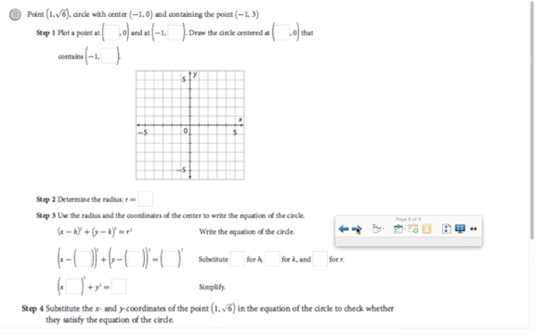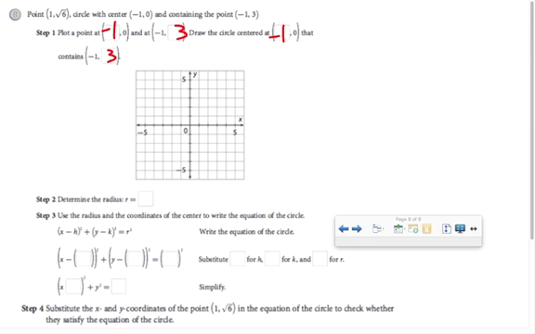Same kind of problem. I'm given a point, 1, square root of 6, and it has a center, negative 1, 0, and the circle contains the point negative 1, 3. I'm trying to find out if the point 1, square root of 6 is on this circle. So same steps. I plot a point at negative 1, 0 and at negative 1, 3. I draw the circle centered at negative 1, 0 that contains negative 1, 3.